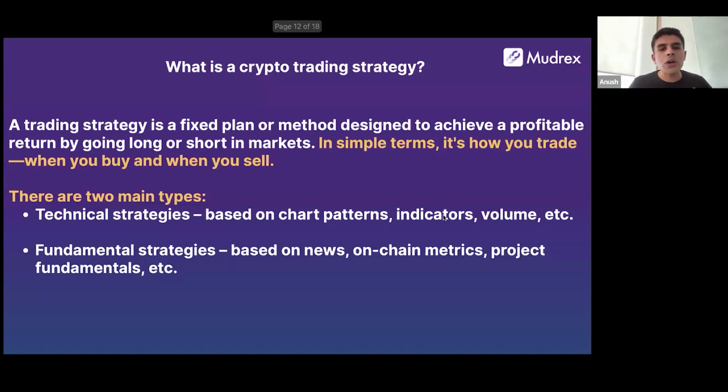Now, when we talk about trading strategies in crypto, there are generally two major types that traders use. One is technical strategies. These are strategies based on data from charts like price movements and indicators. You're not looking at the news or headlines here. You're looking at what the chart is telling you. Now, if I think of some patterns or some indicators, the most common ones would be the RSI, the relative strength index, the MACD, there are moving averages, and Bollinger Bands as well.